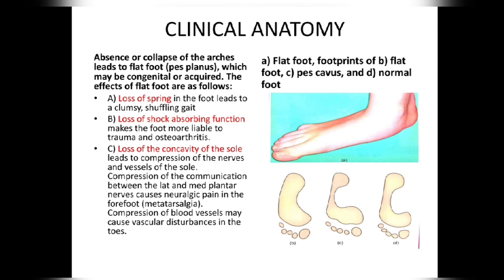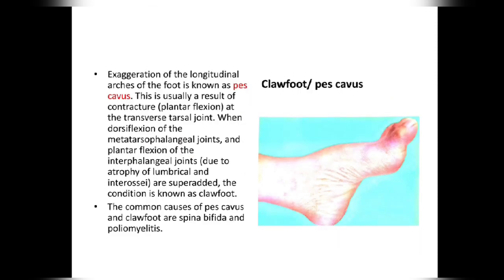Loss of concavity of the sole leads to compression of the nerves and vessels of the sole. Compression of the communication between the lateral and medial plantar nerves causes neuralgic pain in the forefoot. Compression of blood vessels may cause vascular disturbance in the toes. In this photograph, we can see flat foot and footprints of flat foot, pes cavus, and normal foot.